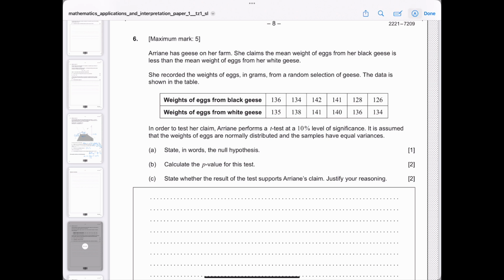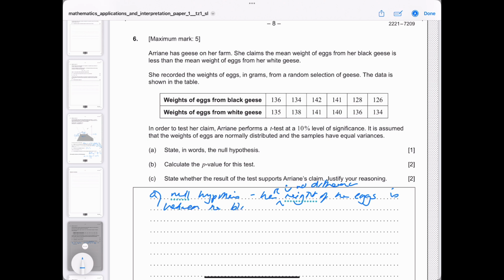State in words the null hypothesis. So if she says there's a difference between them, we say the null hypothesis says that the weight of the eggs is... there is no difference. There is no difference in the weight of the eggs between the black and the white geese.